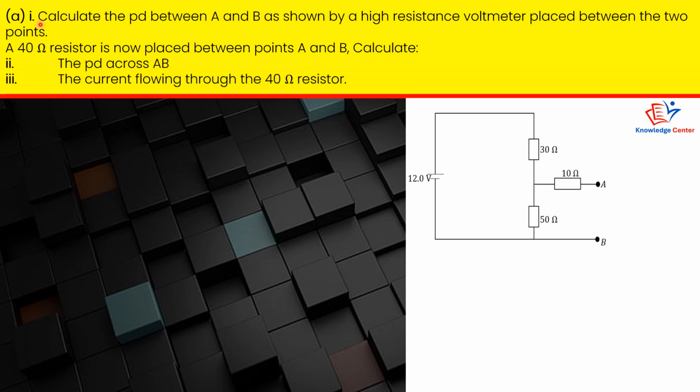Okay, so to solve the problem, Roman 1 says, calculate the PD between A and B as shown by a high resistance voltmeter placed between the 2 points. Well, this is our circuit. This is point A, this is our point B. So if we put a high resistance voltmeter here, the question is, what does that high resistance voltmeter read?